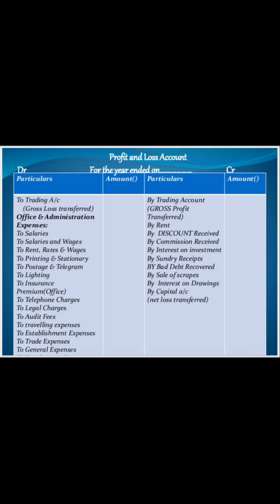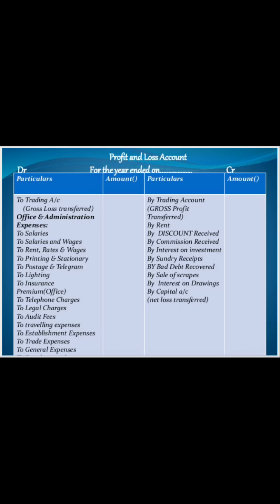Like if we are receiving rent, any kind of discount which we have received, any commission received, or interest on investment which is received, sundry receipts, bad debts recovered, sale of scrap, interest on drawings. All these are the incomes which are to be written over here.